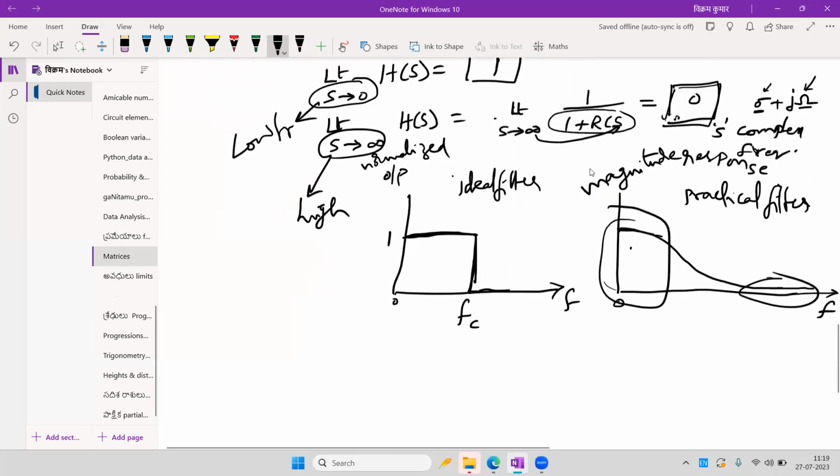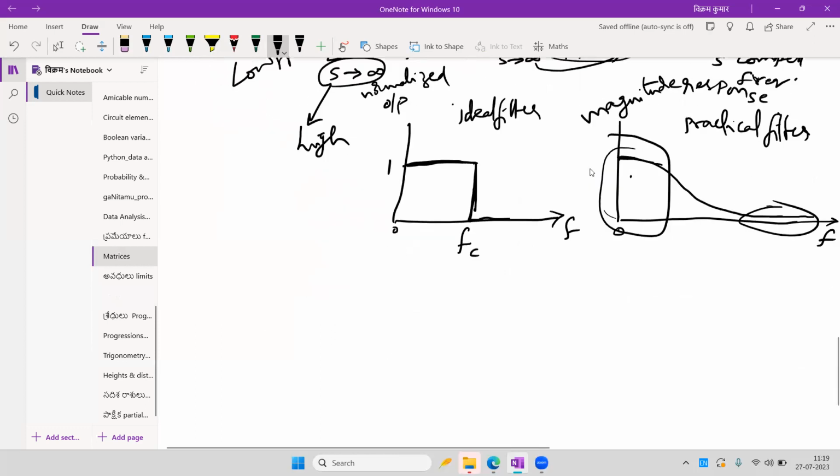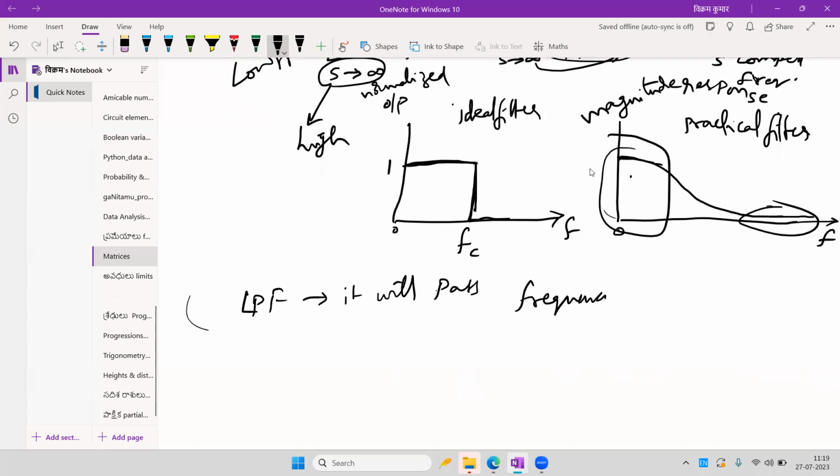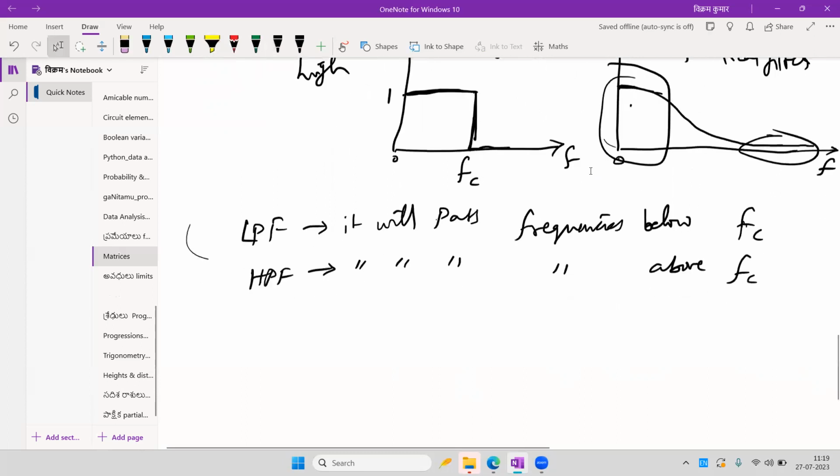So I'll write here: a low pass filter means it will pass frequencies below the set FC value, the cutoff frequency. A high pass filter will pass frequencies above FC. That is what you have to think. So this is what a low pass filter is.